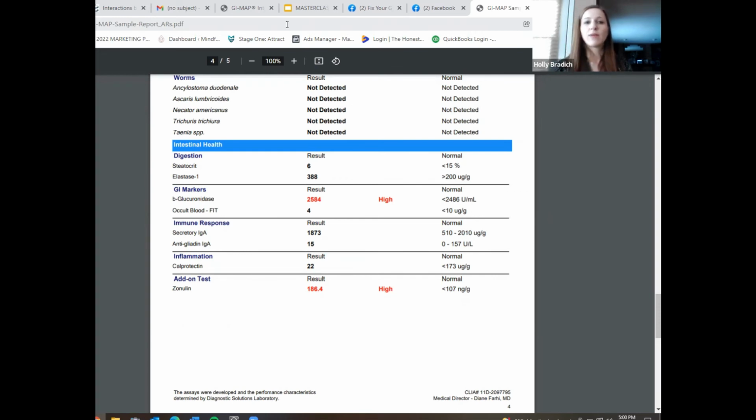Then underneath that, we have anti-gliadin IgA. That is whether or not your body has made a response to gliadin, which is a part of wheat. If that shows up high, they said here the limit is between 0 to 157 and this person's 15. So they're quite low, no problem there. But if they were higher, say like 200 or higher, I'd say, okay, we have to get you off gluten completely because clearly you're mounting an immune response to it.